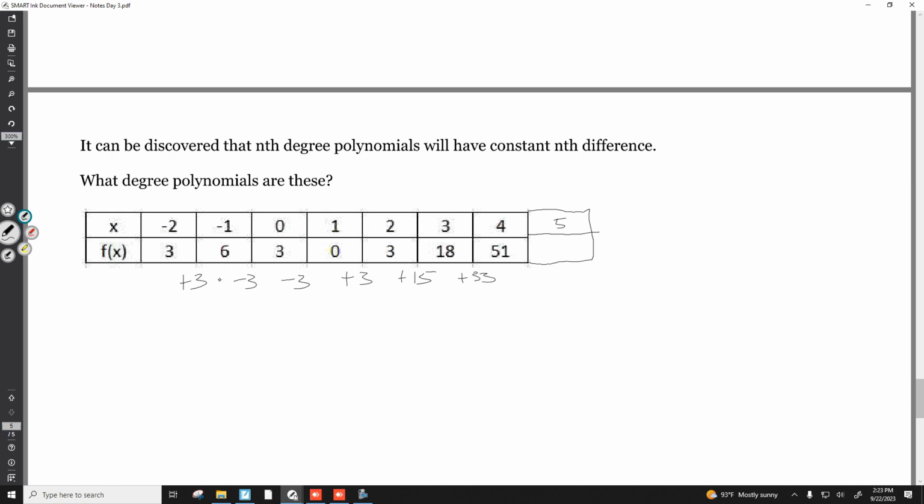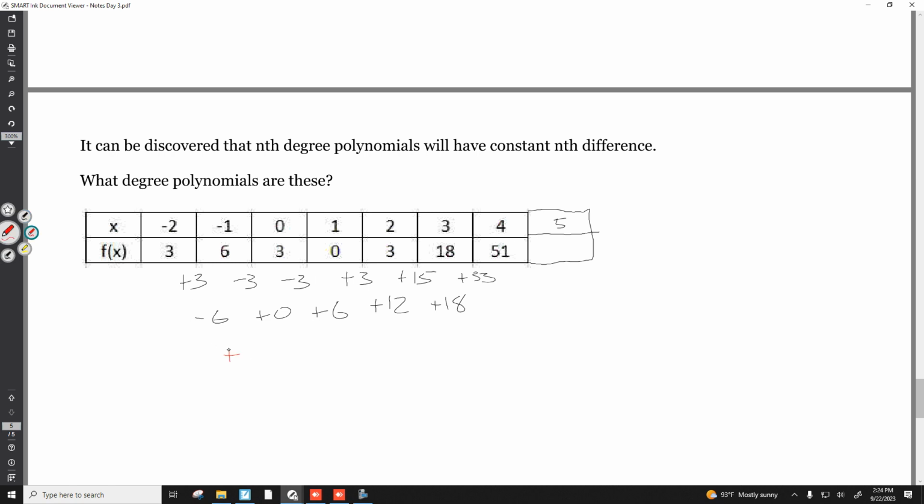Positive 3 to negative 3 is minus 6. Negative 3 to negative 3 is plus 0. Negative 3 to positive 3 is plus 6. Positive 3 to positive 15 is plus 12. Positive 15 to positive 33 is plus 18. Oh, we're seeing something.